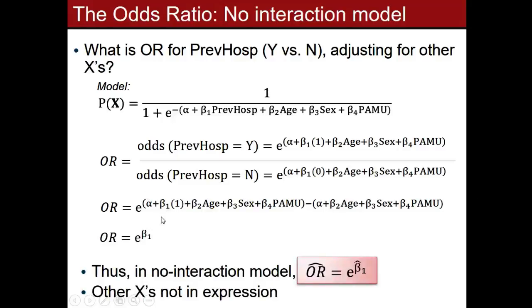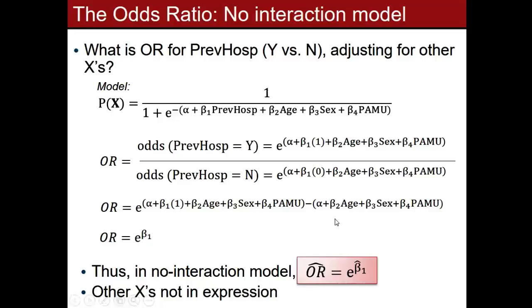And that's why it was e to the beta 1. All these other things cancel because it's alpha minus alpha. Beta 1 minus, there's no equivalent, but beta 2 times age minus beta 2 times age. Everything cancels out because of this minus. And then lo and behold, it's e to the beta 1. And that's why it works out so nicely.